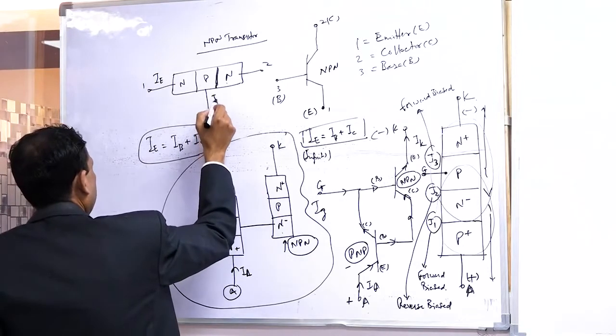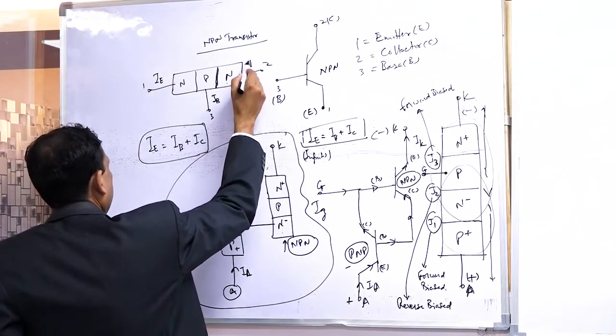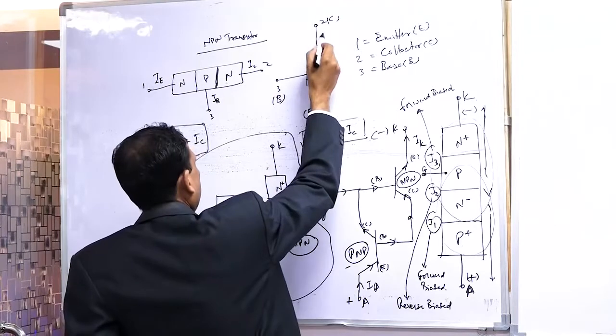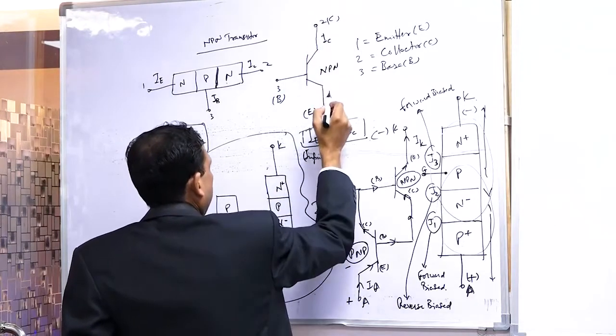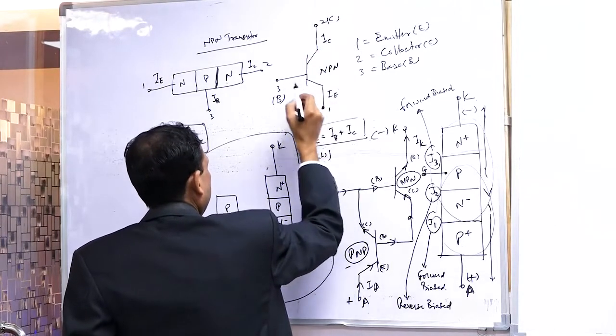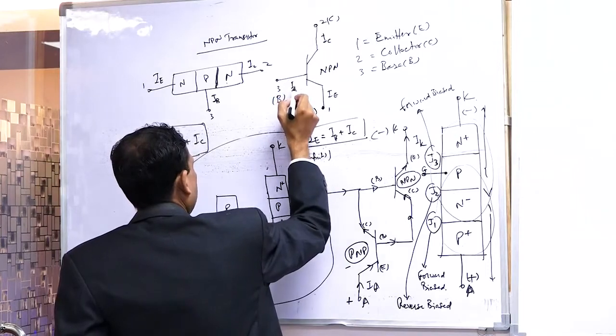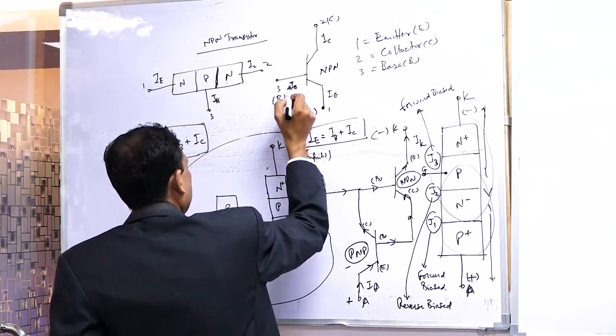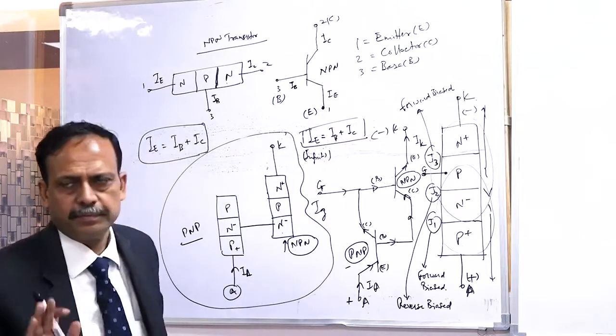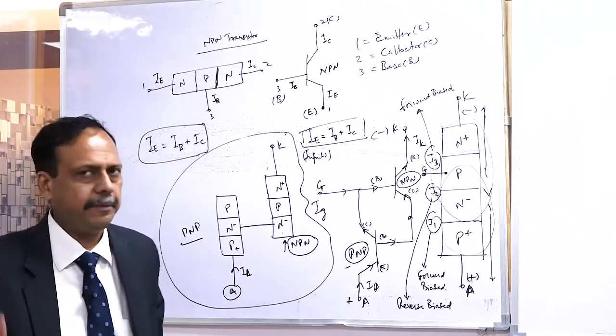This is, let us say, base current. And this is, let us say, collector current. Again, here it is going to be collector current. Here it is going to be the emitter current. Here is equal to base current. I only want you to put the direction of the currents. That's all. NPN and PNP.